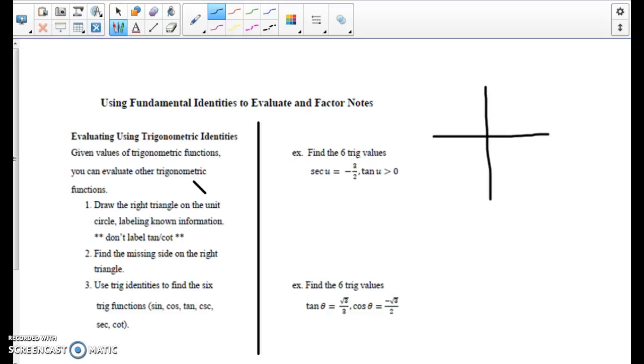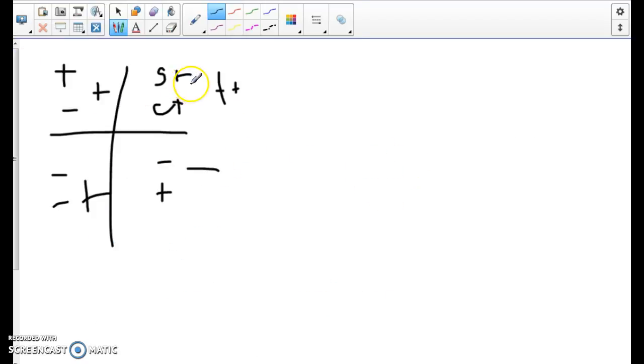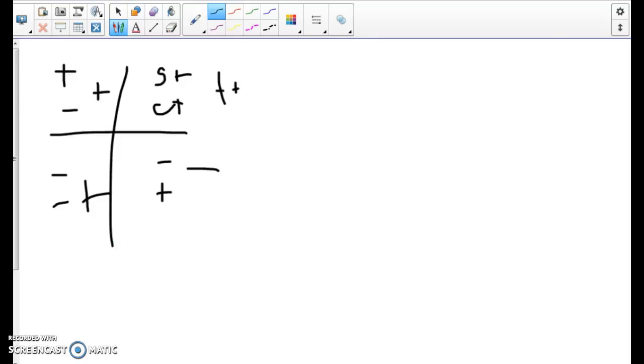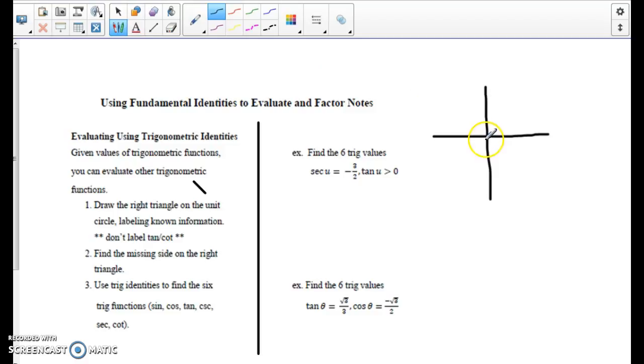Now let's look back here for a moment. Tangent is greater than 0. That means the tangent is positive, so I'm looking at quadrants 1 or 3. And the secant is negative. Secant goes with cosine, so the cosine is negative. Oh, that's right here. Now I know that my triangle is in quadrant 3.